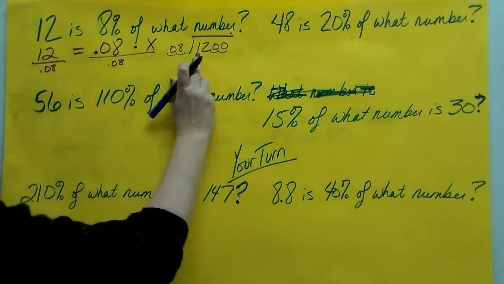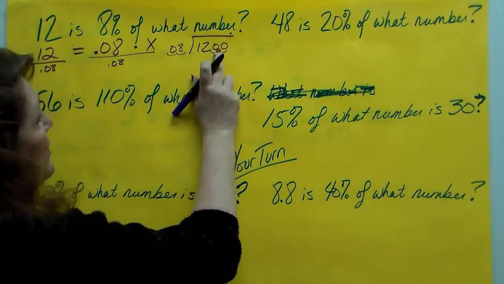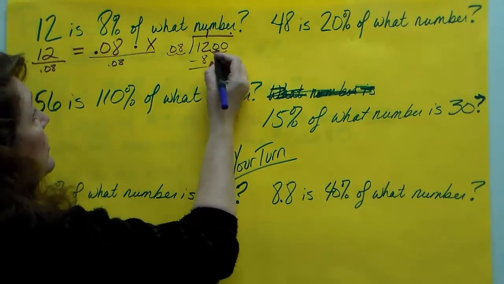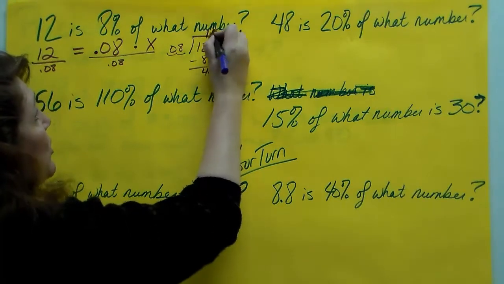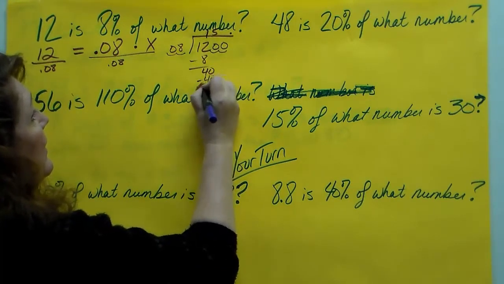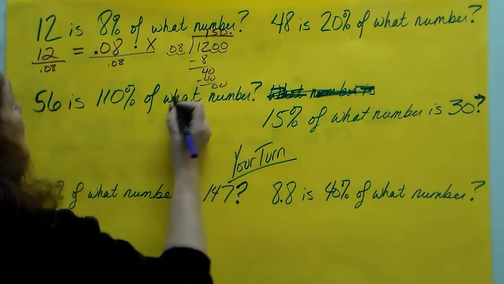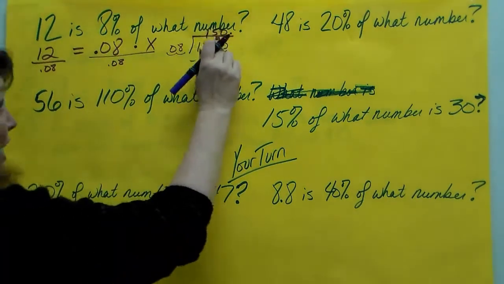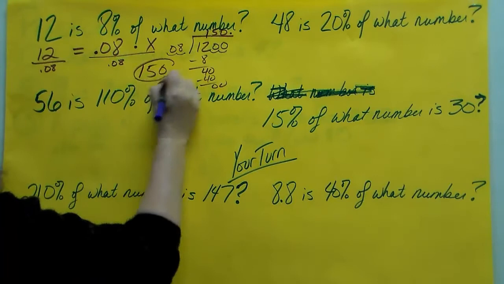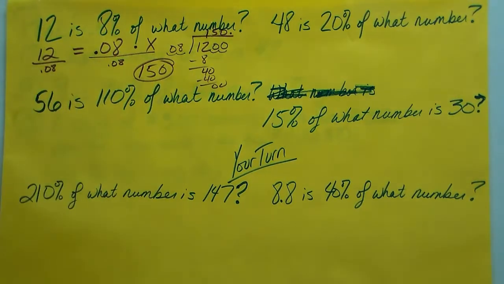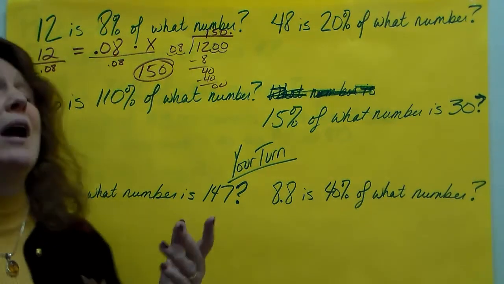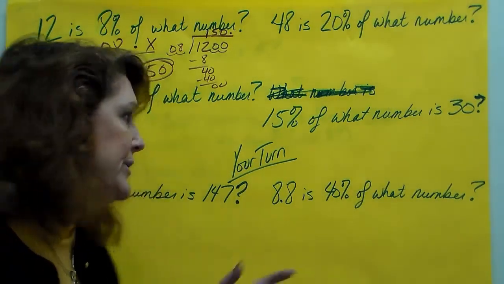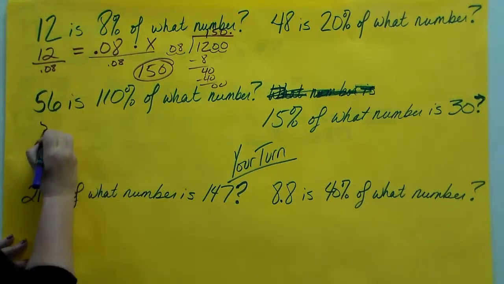How many times does 8 go into 1200? Well, 8 goes into 12 once. 4 left over. 5. So 8% of 150 is 12. Which sounds about right because 10% of 150 is 15. So it sounds reasonable. Let's try another one.